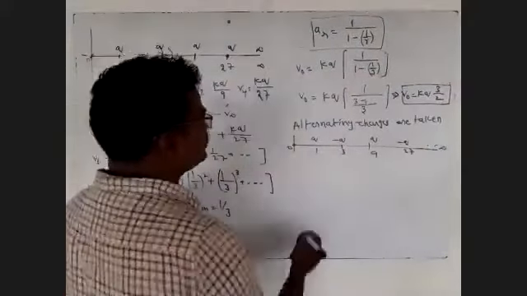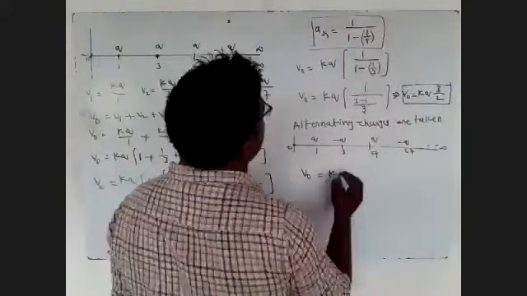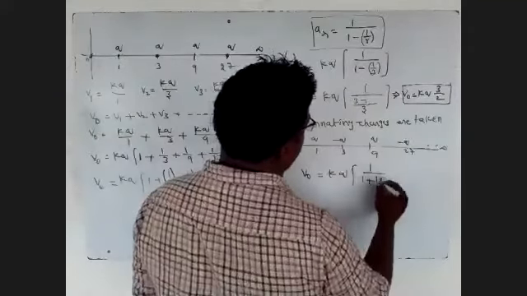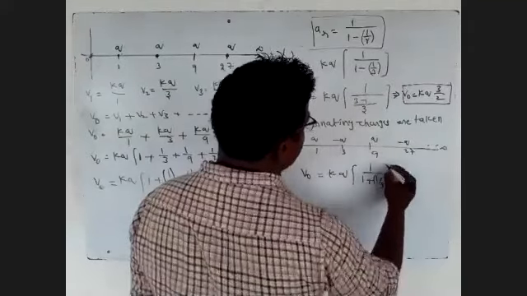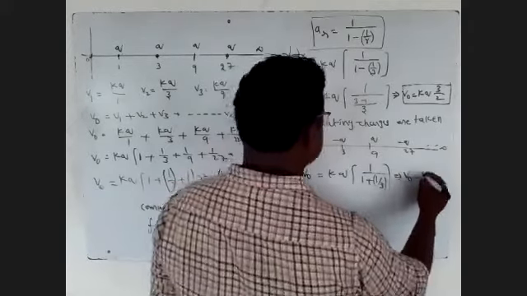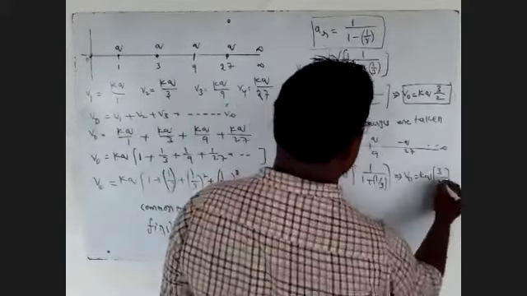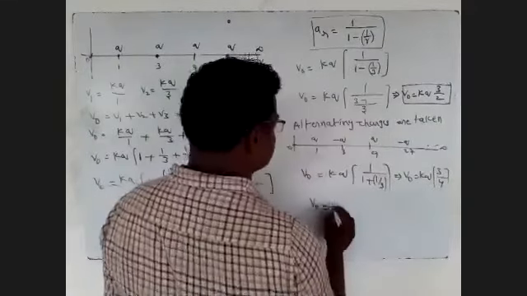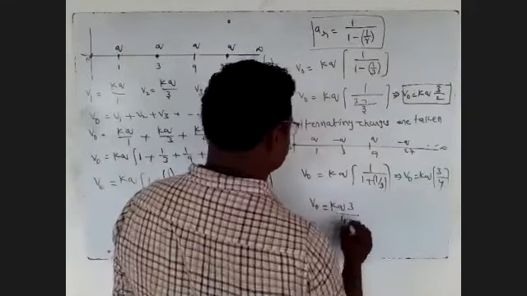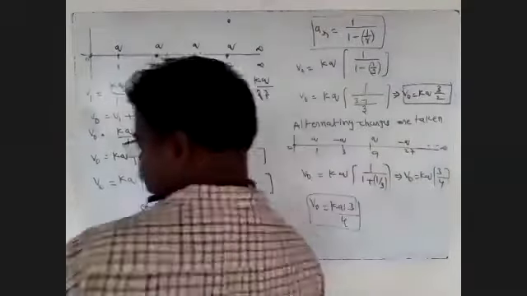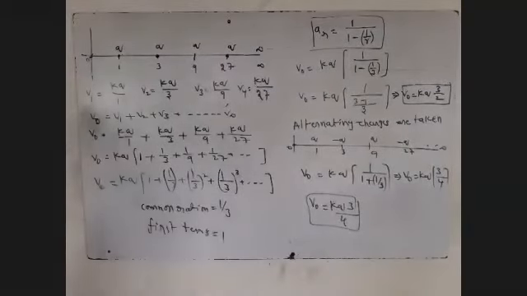So V naught is equal to KQ. This is just 1 plus 1 by 3rd, we are taking. V naught is equal to KQ, take the LCM, 3 upside, this is a 4. V naught is equal to KQ times 3 by 4. That is your answer. 3 by 4 Q naught also.